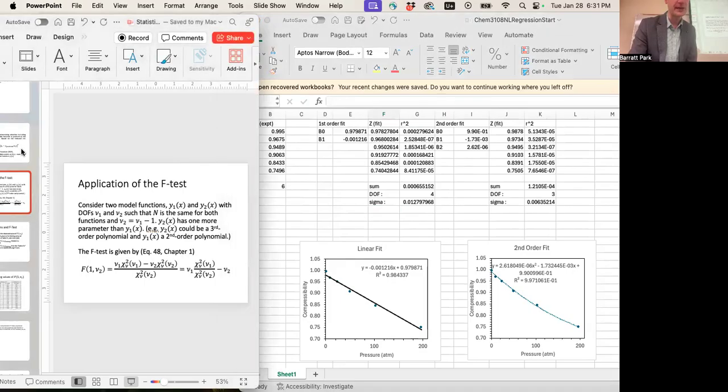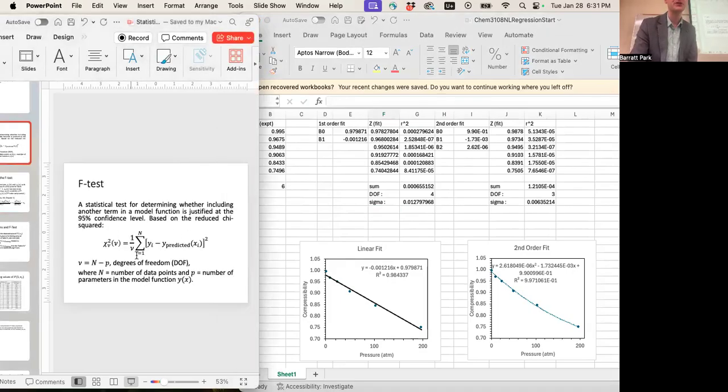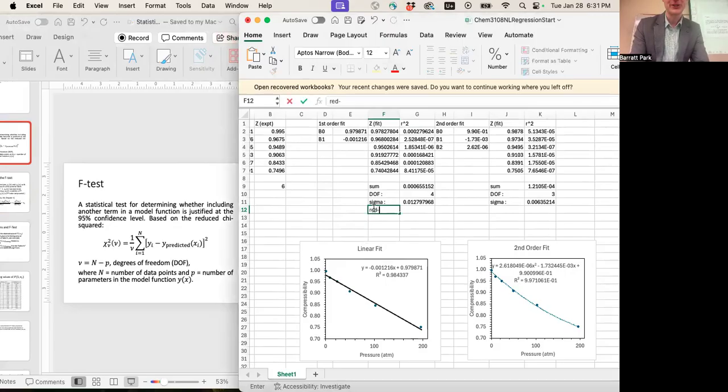So let me go up one slide higher to this one. So here's the definition of reduced chi-squared. And you can see it's really just the square of the sigma parameter that we already calculated. So the reduced chi-square for this first fit is just going to equal this value squared. And for this second fit, we're going to take this value of sigma and square it. Okay, and that gives us the reduced chi-squared. Okay, so now I have everything I need to calculate F 1,3.